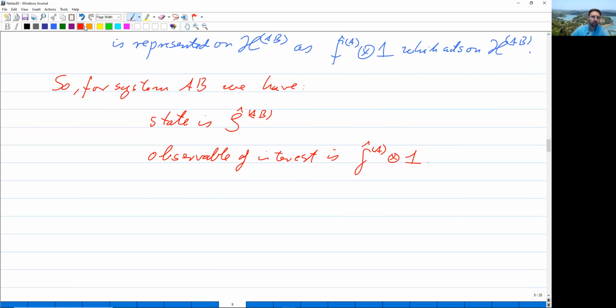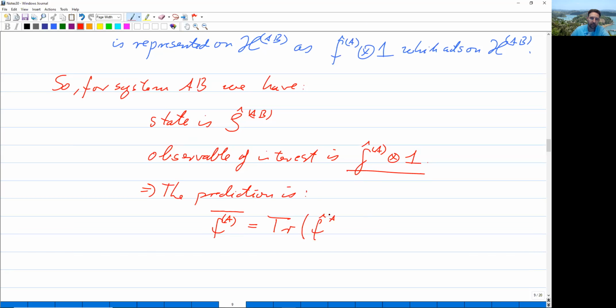All right, so the prediction is, well, f superscript A expectation value now calculated for the big system using this observable here is given by, as always, the trace of observable f hat A tensor 1 times the state, times the density matrix, rho hat AB.